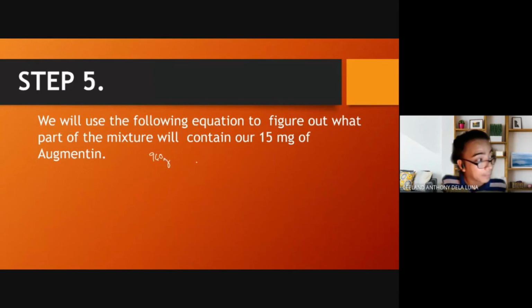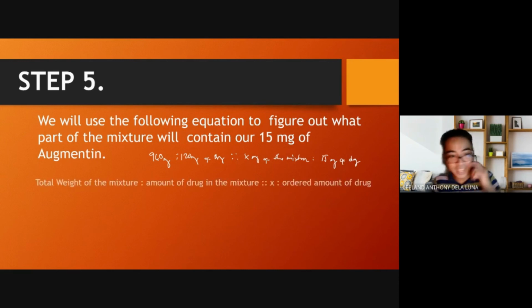So for example, class, we said earlier, the total mixture is 960 milligrams. This is the total, right? And this 960 milligrams contains 120 milligrams of drug, right? So therefore, my proportionality is X milligrams of the mixture. How many milligrams of the mixture will give me 15 milligrams of drug? Did you get our ratio and proportion?